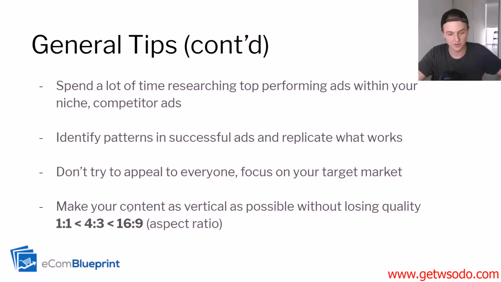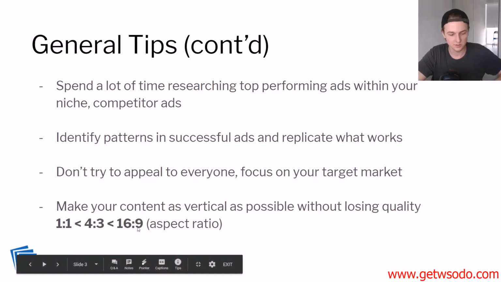Now, the last tip that I put here is you want to make your content as vertical as possible without losing quality. And so this is recent with Facebook, but vertical content just performs a lot better. And so I put kind of like a hierarchy of aspect ratios here. If possible, you want to get your content in 16:9 aspect ratio. So vertical, just like an Instagram story, for example. This is the best type of content for Facebook ads.